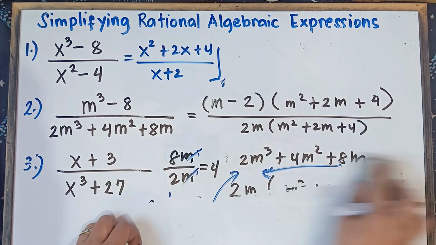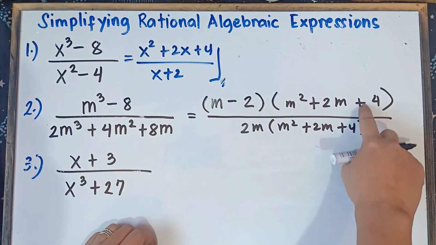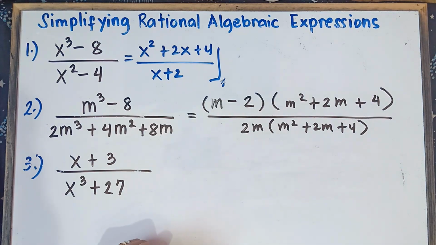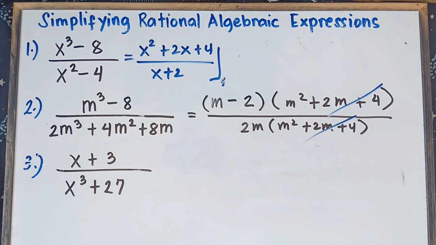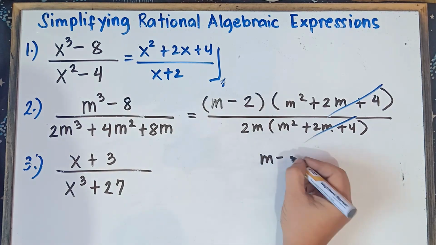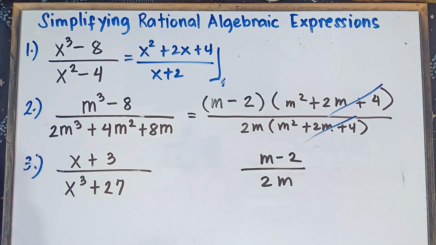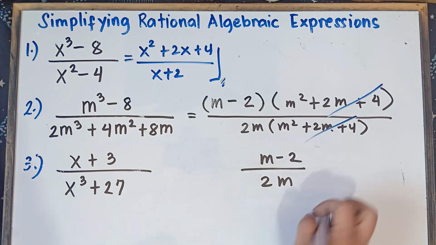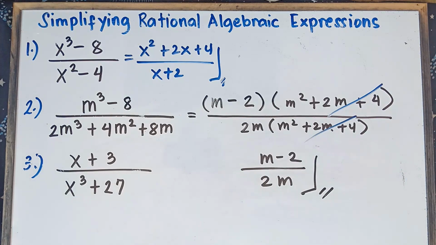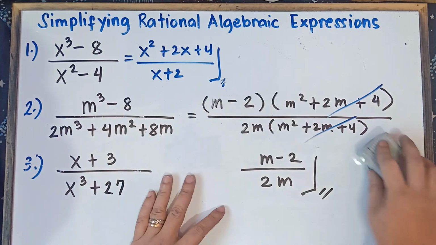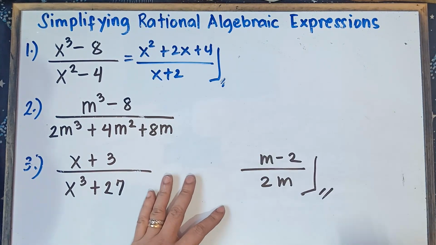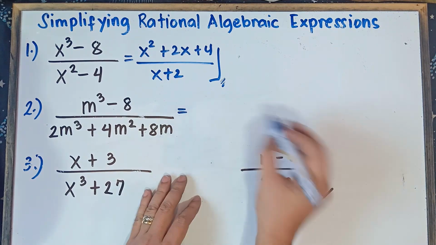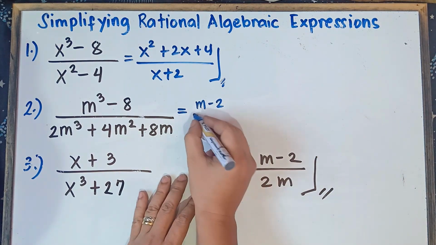Alright, so check this one out, class. We have the same numerator and then denominator. So therefore, we can just simply cancel this out. And then therefore, our final answer, that would be m minus 2 over 2m. That's it, class. That's the answer, class, with regards to example number 2. So once again, class, you cannot divide this one. This will be our final answer with regards to example number 2. All set. Alright, so let me just erase this one. So therefore, our final answer, that would be m minus 2 over 2m.